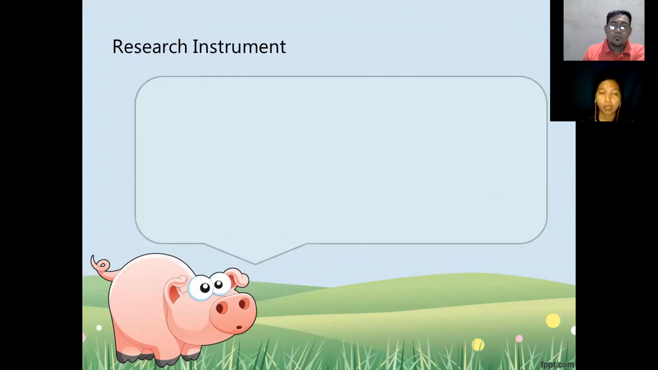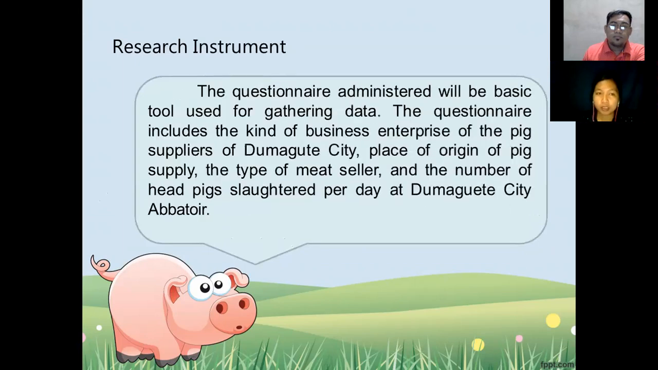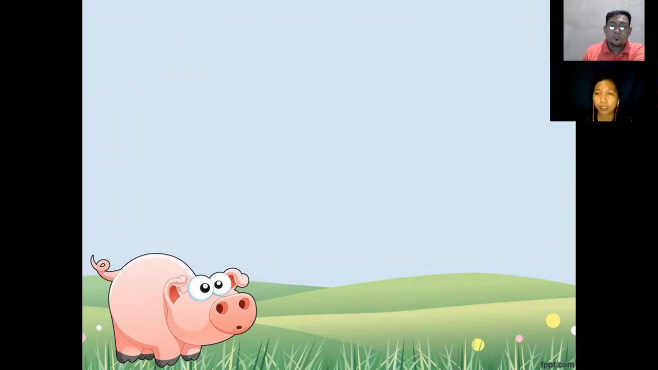So our research instrument in this study will be the questionnaire, the basic tool used for gathering data. The questionnaire will include the kind of business enterprise of the pig suppliers of Dumaguete City, the place of origin of pig supply, the type of meat seller, and the number of pig heads slaughtered per day at Dumaguete City Abattoir.